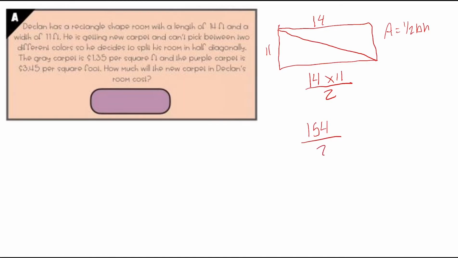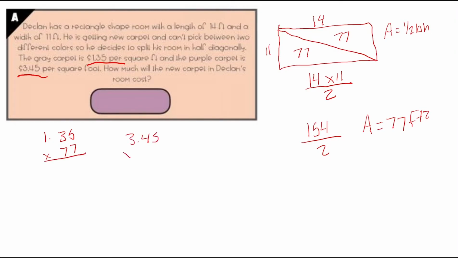And now I need to divide that by 2. So that gives me an area of 77 feet squared, and that's for each triangle. So the next thing I need to do is use this information on the carpet costs. Each of those costs is for 1/2 of the room. So I know that I need to do 1.35 times 77 and then 3.45 times 77.